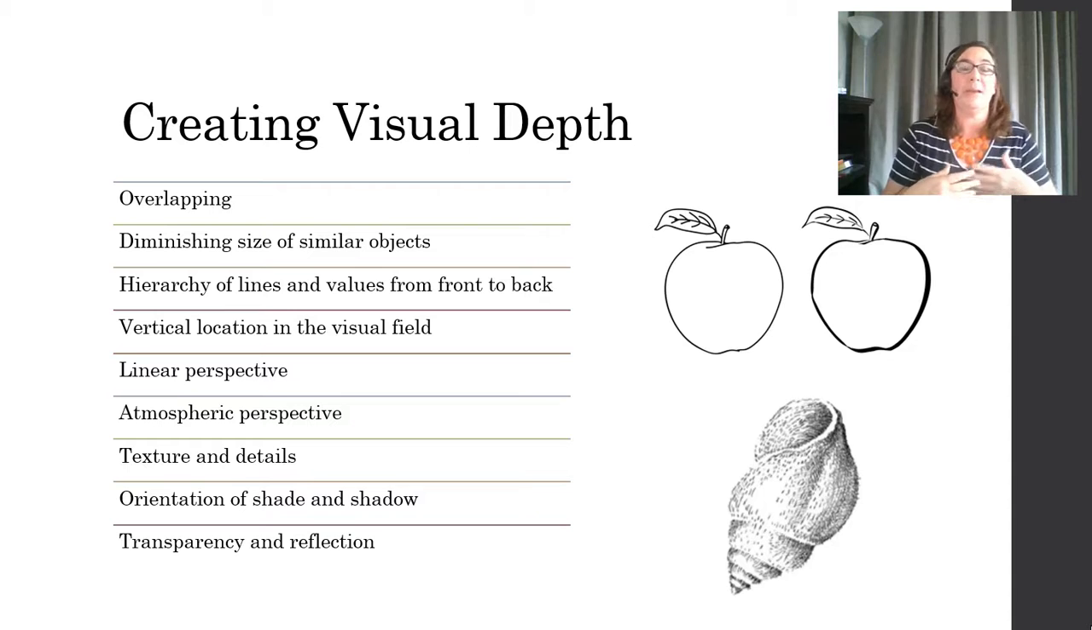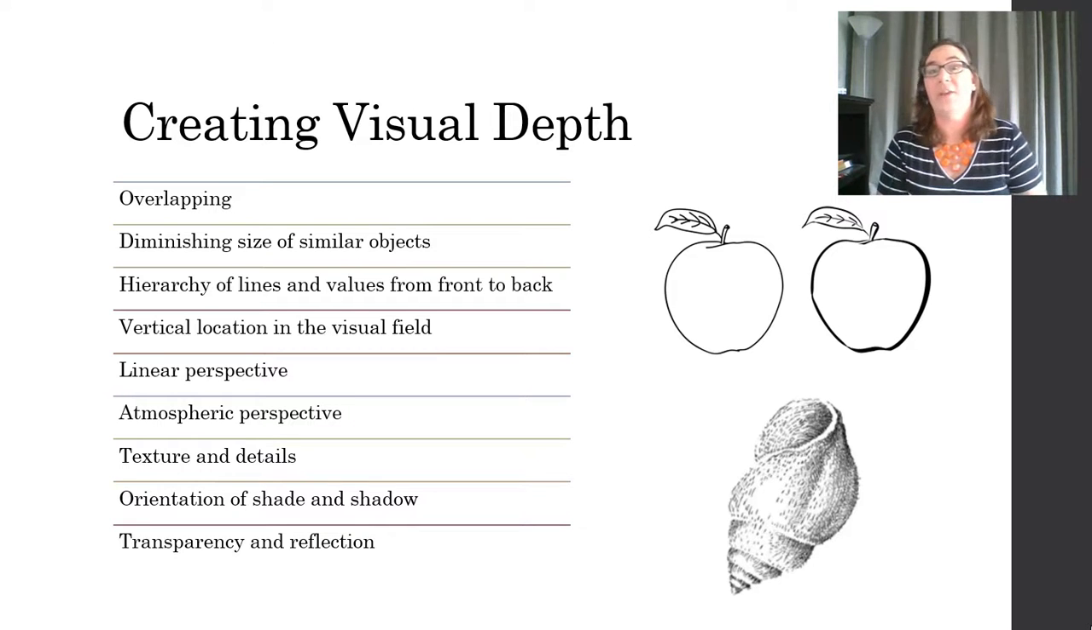Atmospheric perspective is the effect of distance. Things farther away often get a little bit foggy or a little hazy. You lose the detail because of the depth of atmosphere in between. Texture and details go along with that idea. Things that are further away often have less detail.